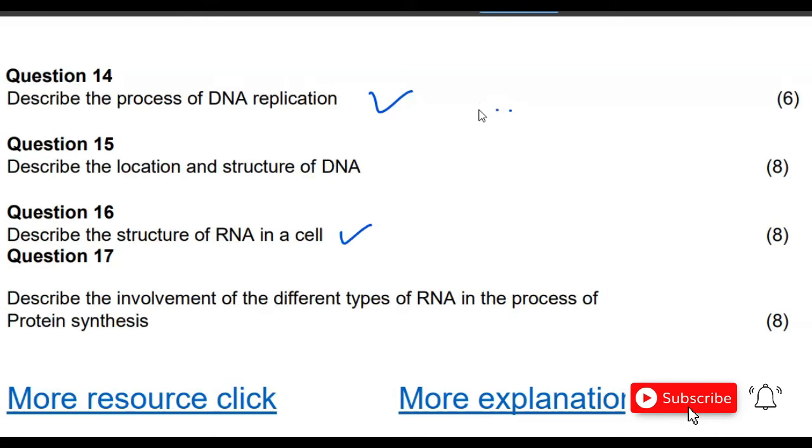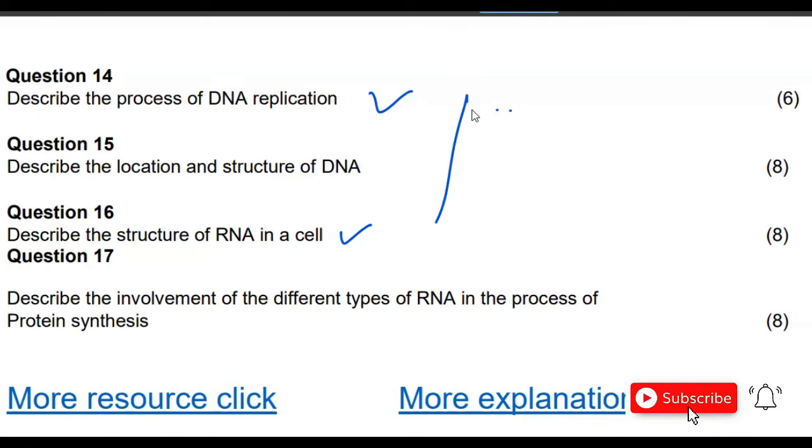Describe the involvement of different types of messenger RNA process in protein synthesis. Here they are talking about the functions of each. For example, you talk about transcription and then translation. So it is like you are describing the whole process of DNA to protein synthesis.